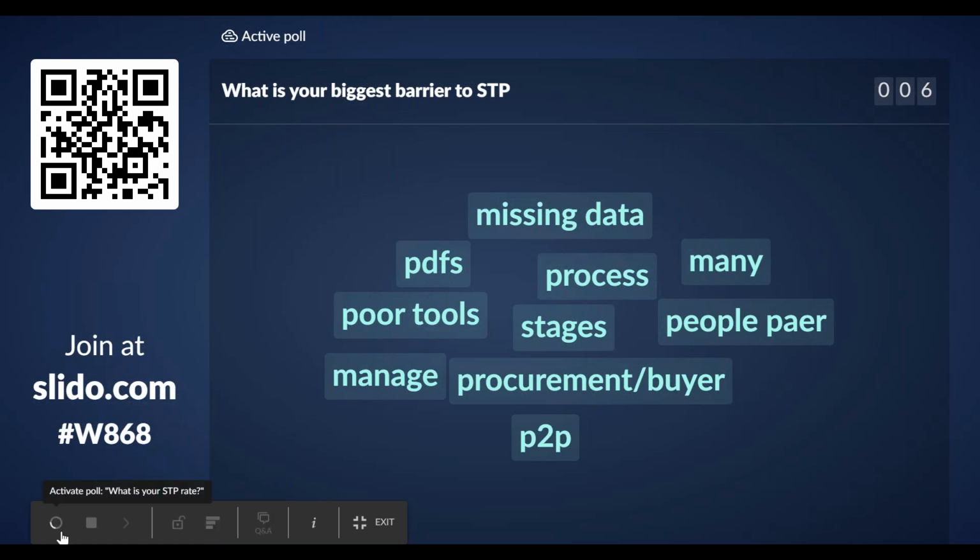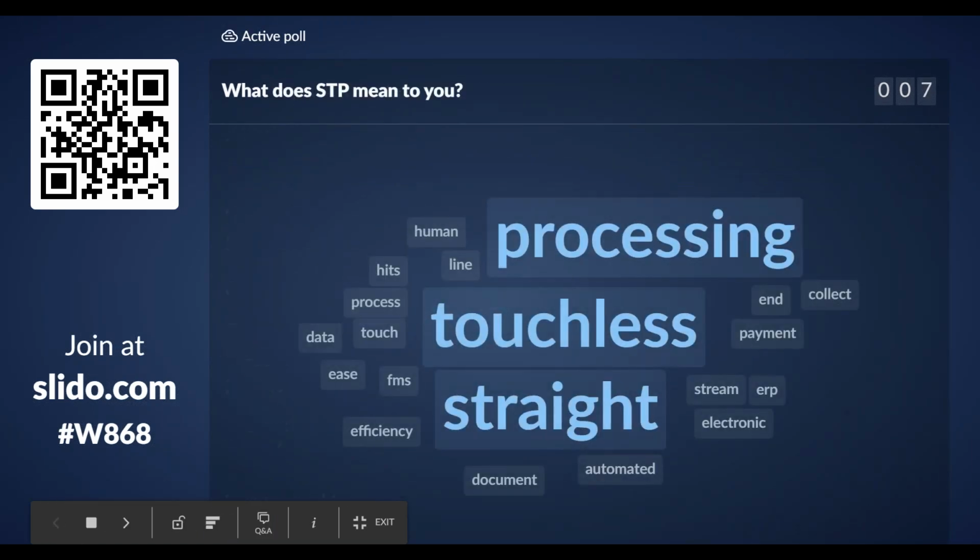If we have a flick back through, I'm going to summarize this a little bit. If we look at what we've come up with as a group as a definition, I would say that's a pretty good one: straight through touchless processing. For me, straight through processing should be an AP process where a supplier sends an invoice and there's physically no touch at all until that payment's made.